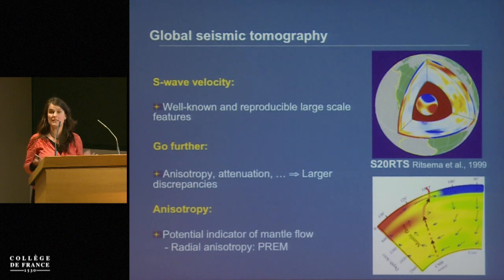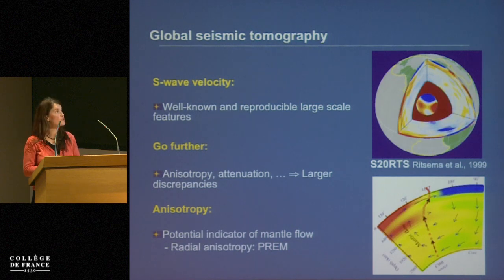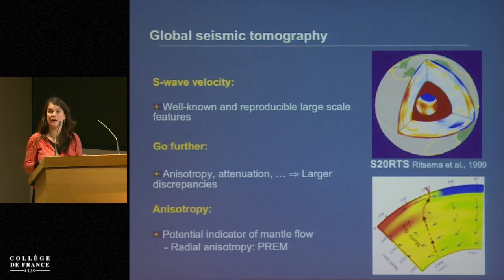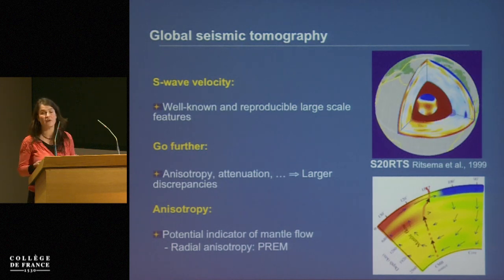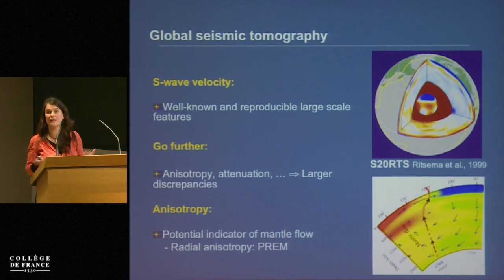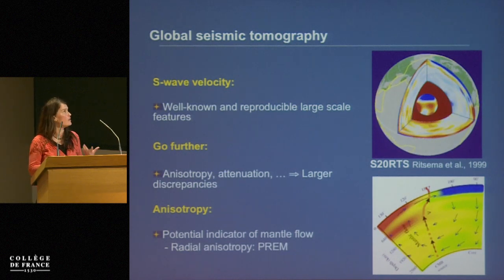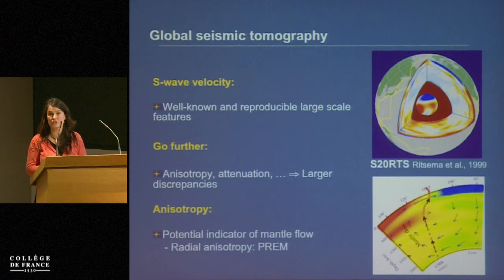So if we start comparing existing global tomographic models produced by different research groups, at least the large-scale features and at least in the upper mantle, when it comes to isotropic shear wave velocity, there's in general a good agreement between the different models. So it is fair to say that at least at the large scale in the upper mantle, shear wave velocity features are now well known and reproducible.